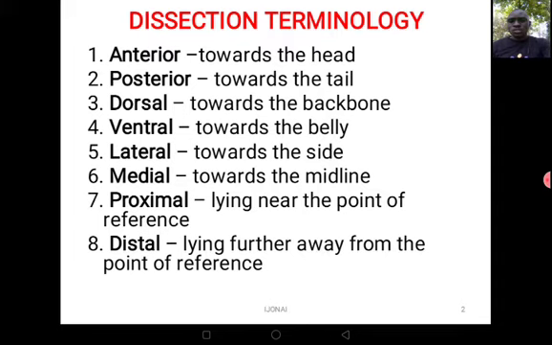And then we have distal. Distal is the opposite of proximal. It simply means lying further away from the point of reference. Distal, far or distant from that particular point.